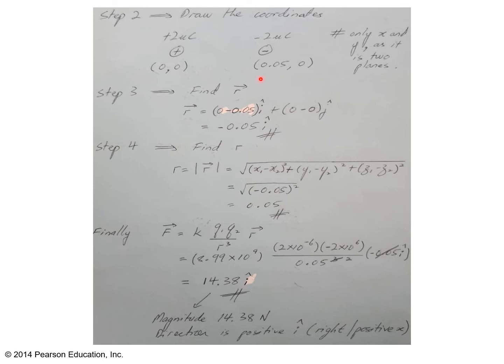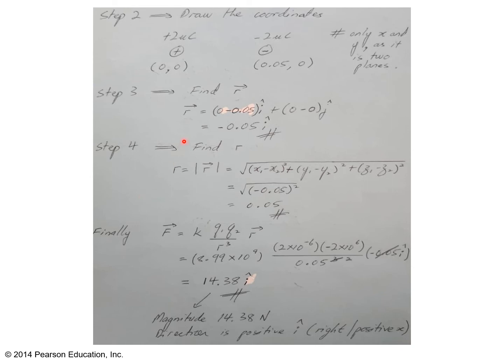So from these two coordinates, now we will try to figure out what is the value of vector r. So we substitute x1, y1, x2, y2 into the vector r formula, x1 minus x2 i cap plus y1 minus y2 j cap. We obtain negative 0.05 i cap. Now, how come it is 0.05? Don't forget, in scientific calculations, all units must be expressed in SI unit. So we convert 5 centimeter into 0.05 meter.